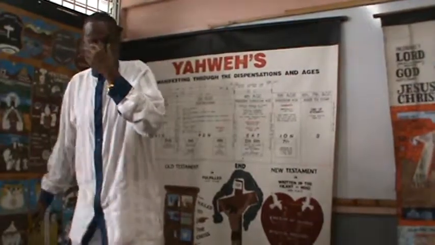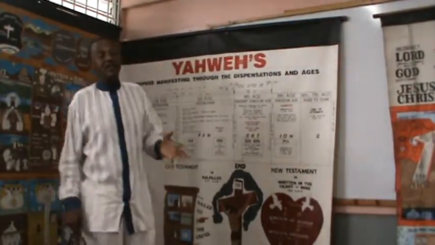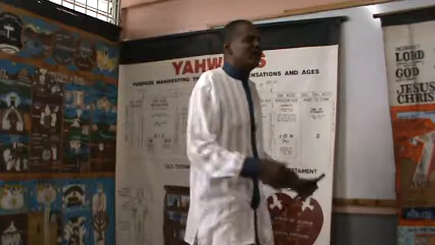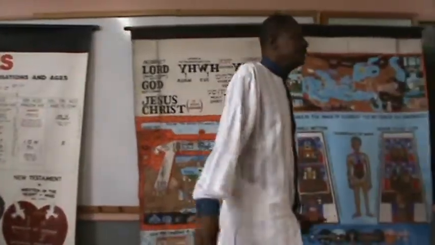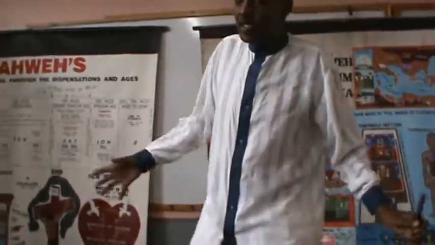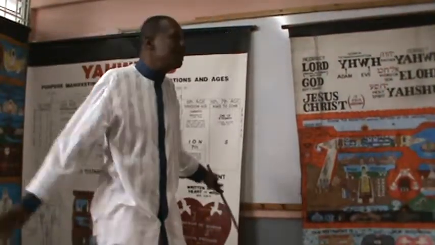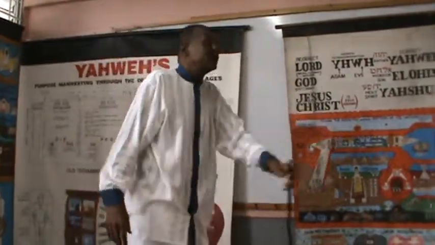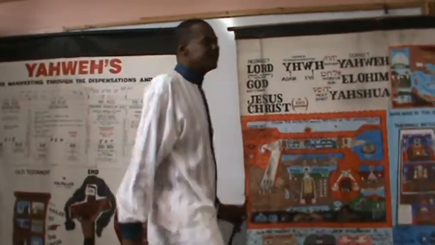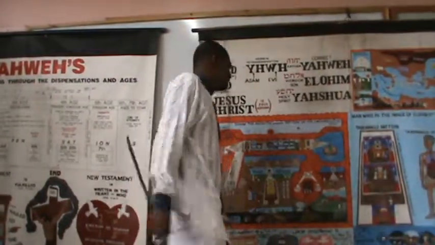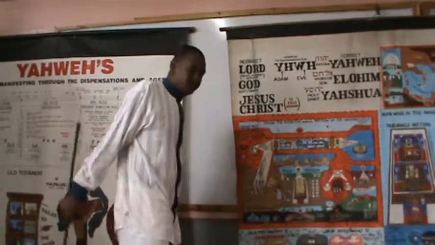Psalms 24. Verse 4. You see David's heart. David has some questions. The earth is Yahweh's, and the fullness thereof. Everything on the earth belongs to Yahweh, and he created it. The world and they that dwell therein. For he hath founded it upon the seas, and established it upon the floods.